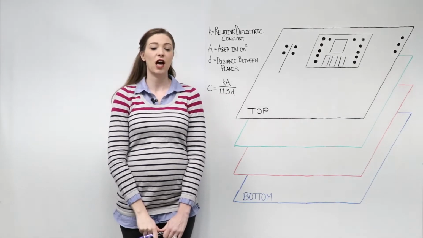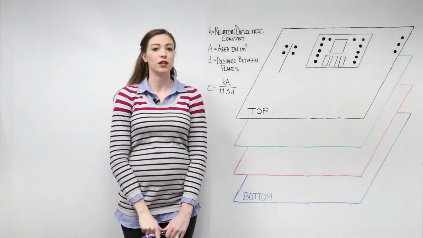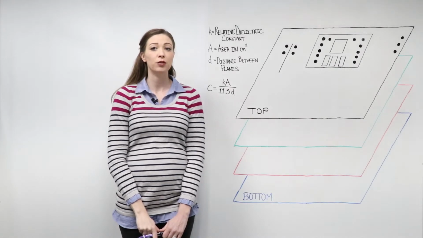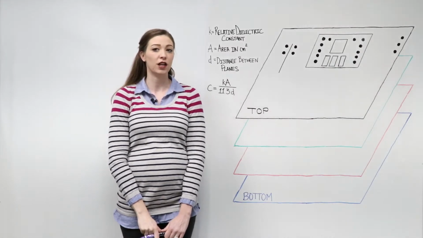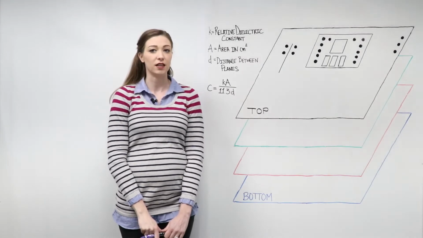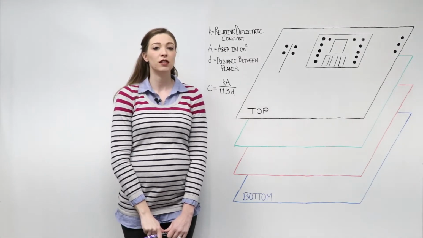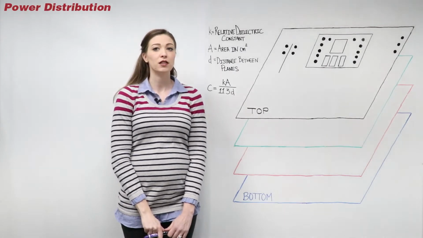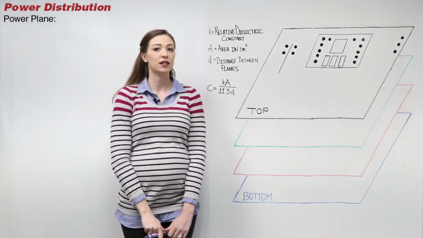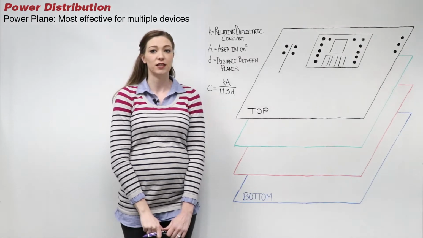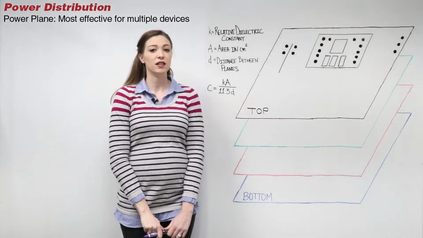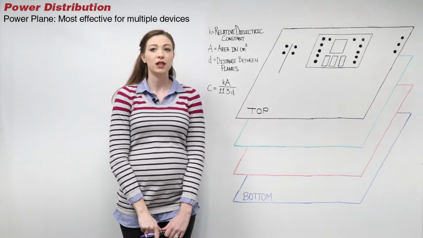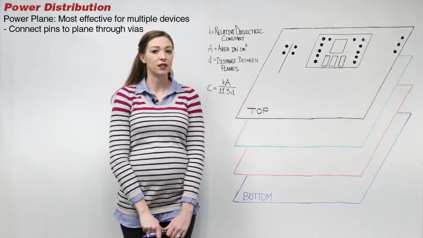Today we are discussing common uses for copper planes and pours in your design: power distribution, electromagnetic interference (EMI) reduction, EMI shielding, ESD guard bands, and heat sinks. The most common use is utilizing a copper plane for power distribution. A power plane is a most effective way to distribute the necessary power to multiple devices. While the thickness can vary based on the design requirements, pins can be connected to the plane through vias.